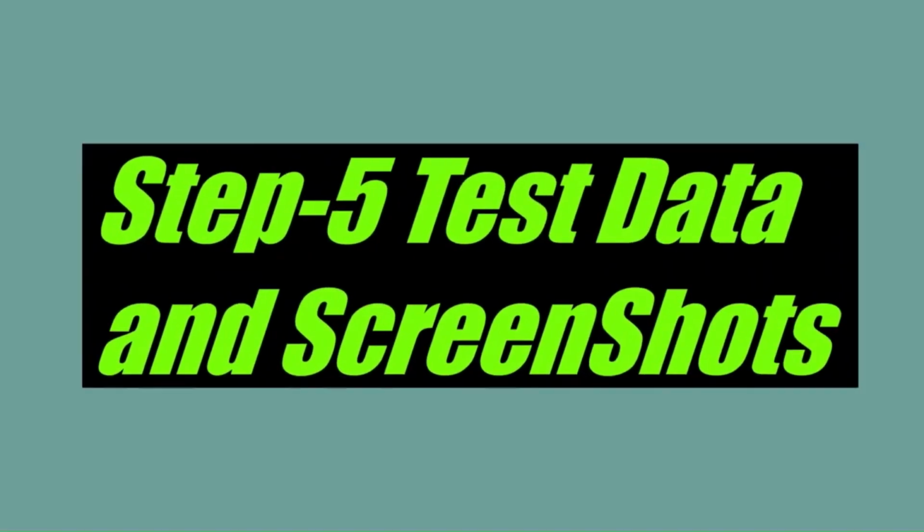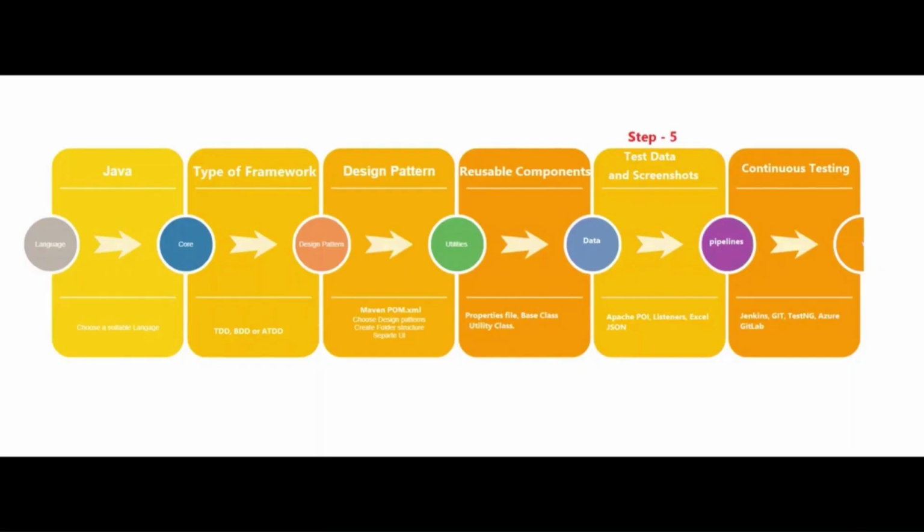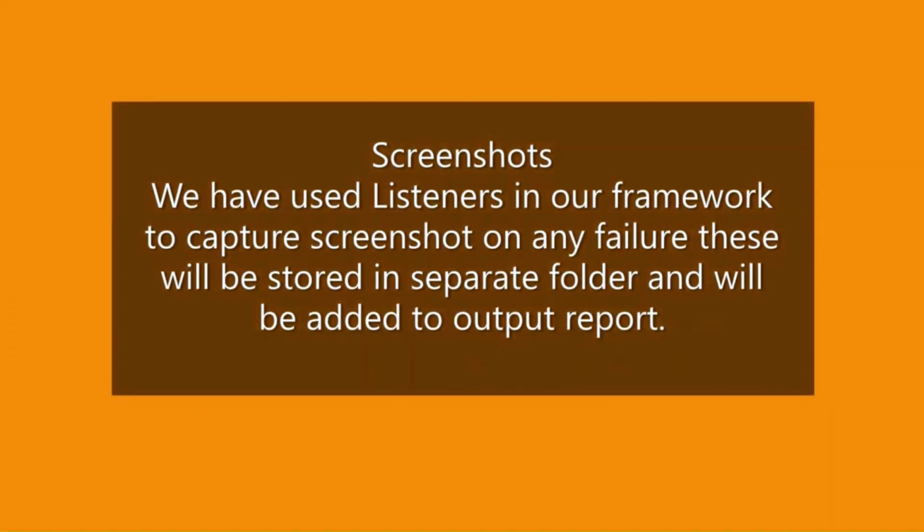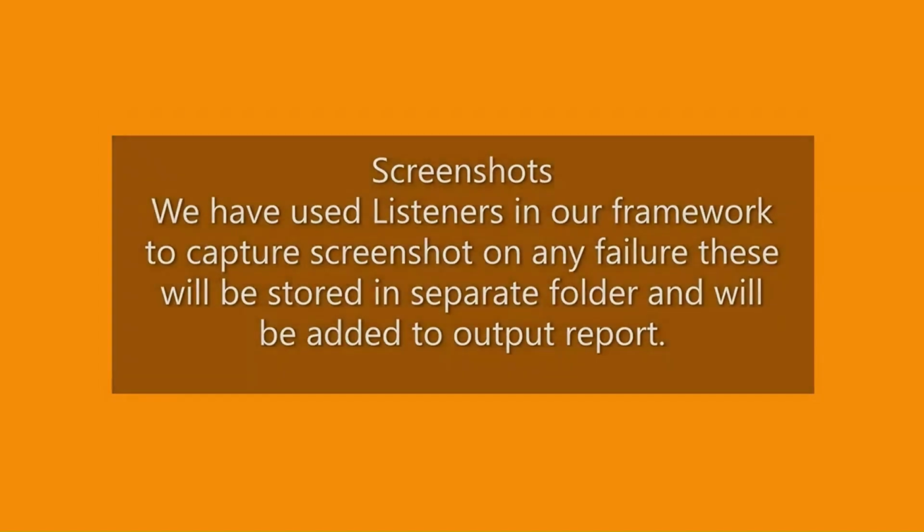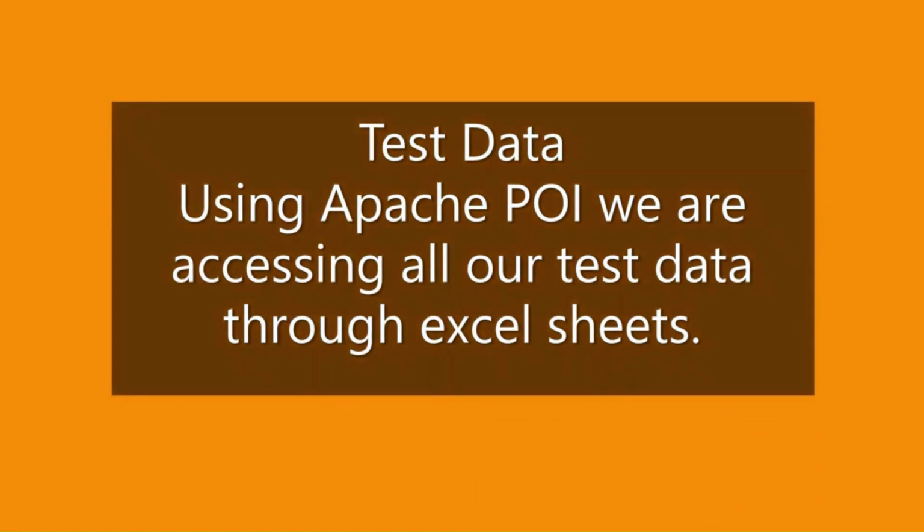Step 5 is screenshot and test data. Move on to explaining how you are capturing screenshots and maintaining your test data. So for screenshots, we have used a listeners class in our framework to capture screenshots on any failure, and these screenshots will be stored in a separate folder, which can be further added to your output report. Coming to test data, using Apache POI, we are accessing all our test data through the Excel sheets.